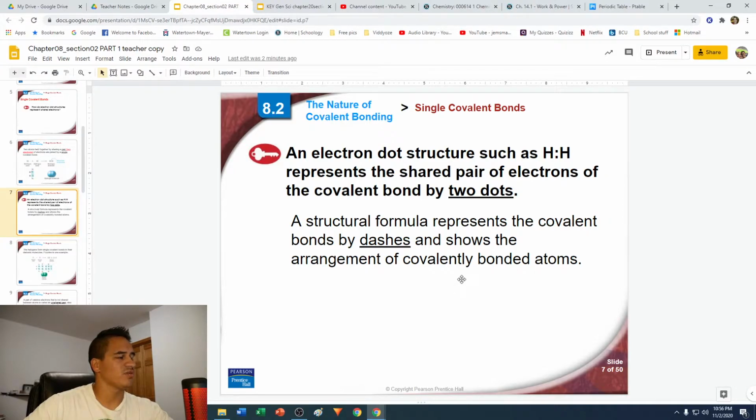But another way that we can represent this is with a structural formula where we represent the covalent bonds with dashes, okay, showing the bonding atoms that way.